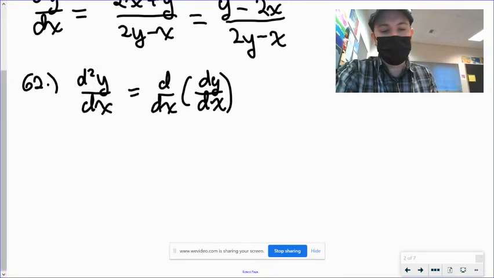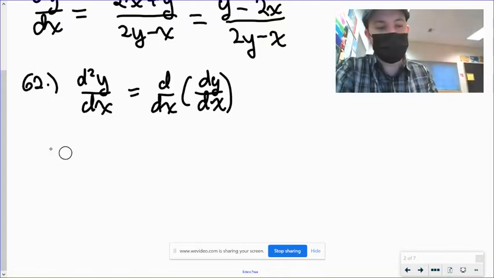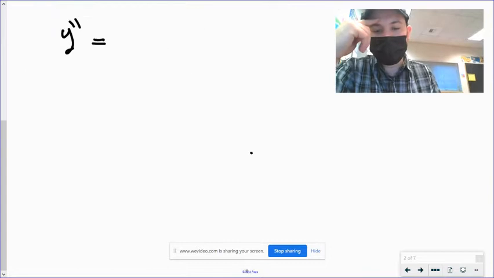I don't know why it keeps moving. Okay, there we go. So if I differentiate the left side, I get y double prime. I should probably switch to the prime notation. It's cleaner. So y double prime is equal to, and now I have to think about differentiating that right side.